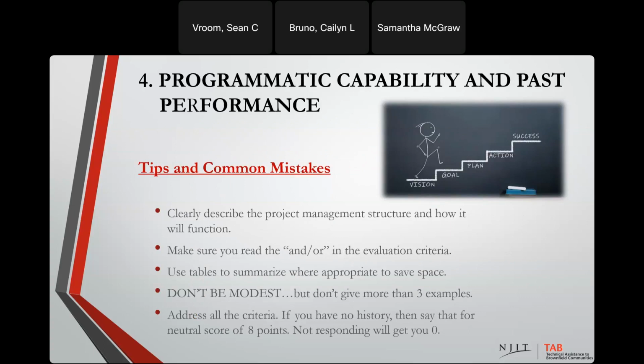So you want to clearly describe the project management structure and how it's going to function. That's going to be particularly important if you have a coalition grant where you have a lot of different entities leading the charge on a project.